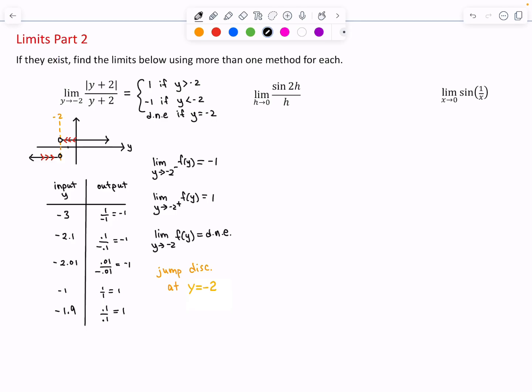Okay, let's do this middle case. This time it's h, that is the input variable. The output variable can be whatever letter. As h approaches 0, 2 times h approaches 0, and sine of 0 is 0. And this h here also approaches 0. So we do have another situation of 0 over 0, an indeterminate. We cannot algebraically manipulate this, so we will use technology.